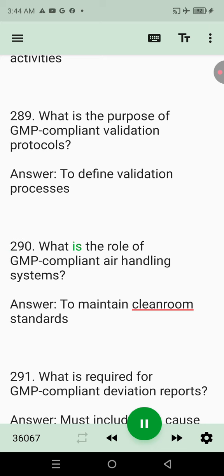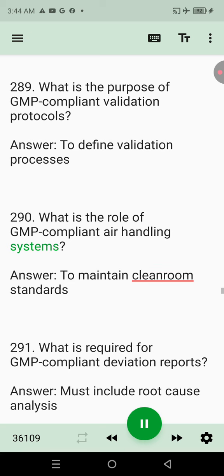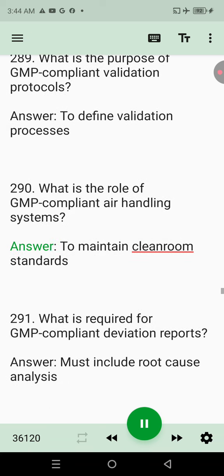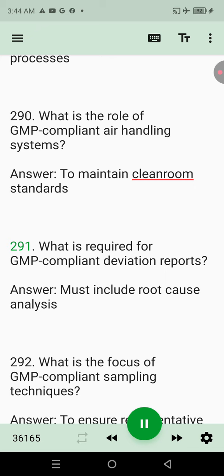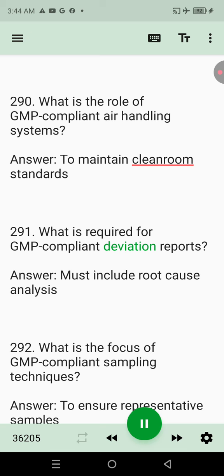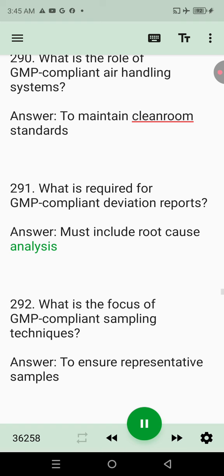290. What is the role of GMP-compliant air handling systems? Answer: to maintain cleanroom standards. 291. What is required for GMP-compliant deviation reports? Answer: must include root cause analysis.